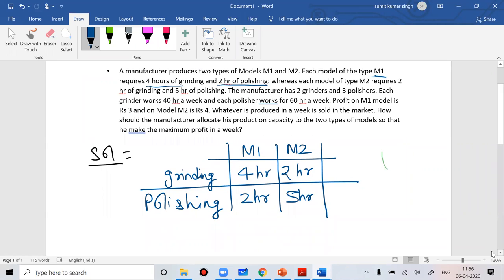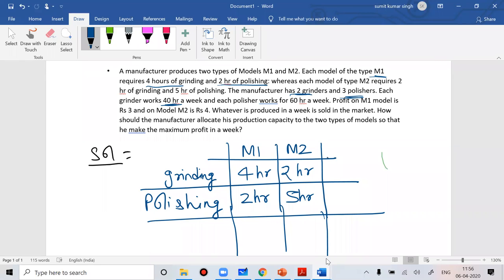Then the manufacturer, how many grinders does the company have? The company has two grinders and three polishers. Each works for 40 hours in a week. What is the maximum hours they can work? A grinder can work for 40 hours and they have two grinders. So what is the maximum grinding you can do in a week? 80 hours, because they have two grinders and one grinder can work for 40 hours.